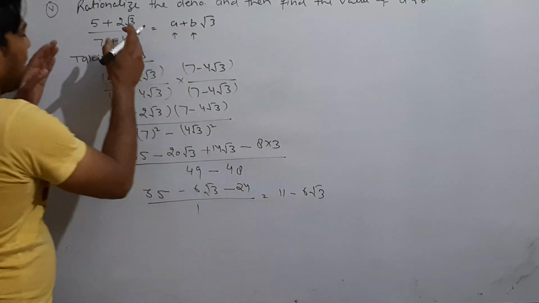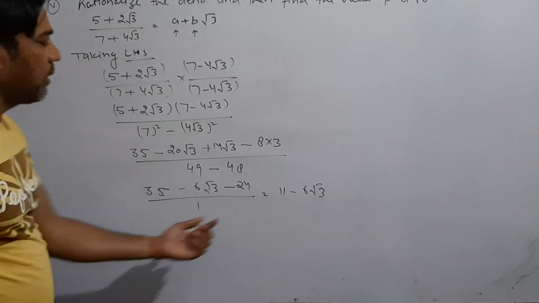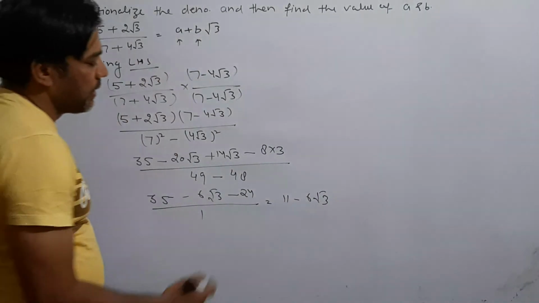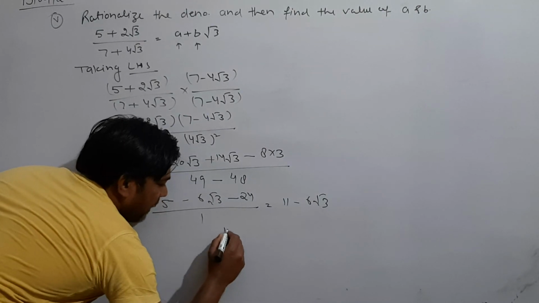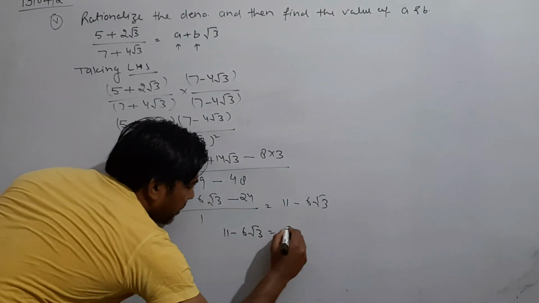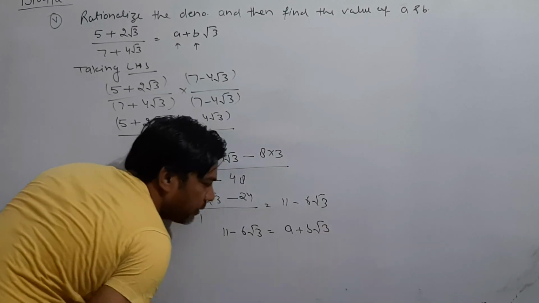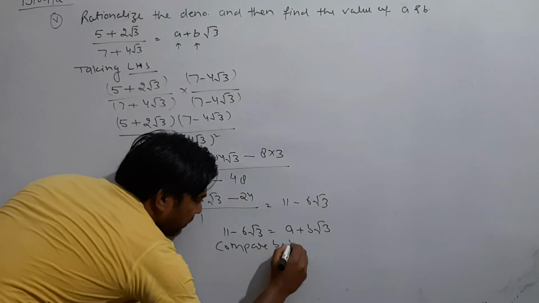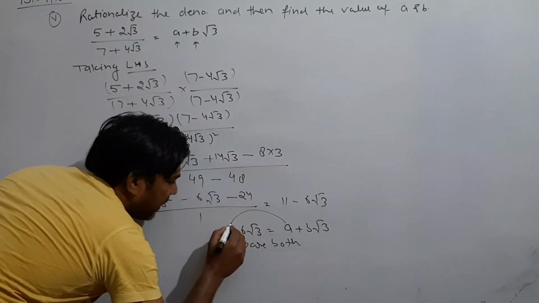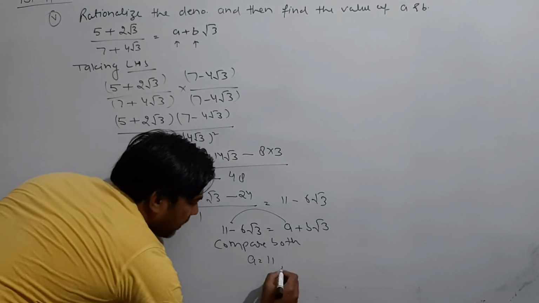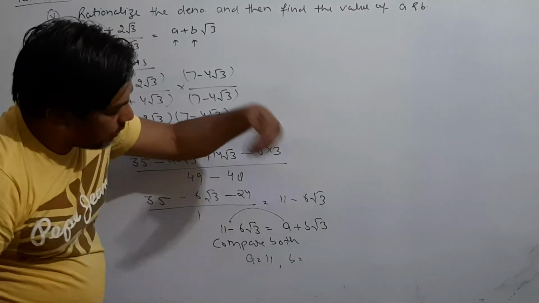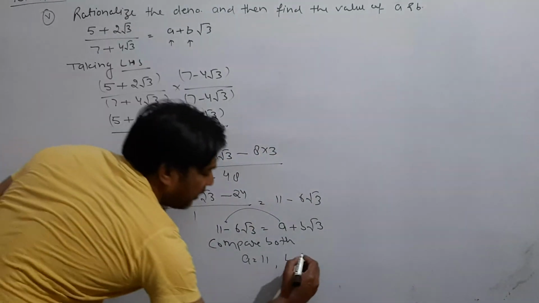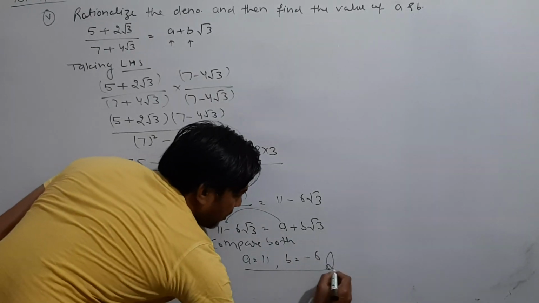So we have solved the left hand side and we got this number, and on the right hand side what we have is a plus b under root 3. So now your result is 11 minus 6 under root 3, which is equal to a plus b under root 3. So if we compare both, then what are we getting? On the place of a we have 11, and b. Now check this. On the right hand side b is a positive value and here this value is negative. So the value of b is minus 6. So this is your answer.